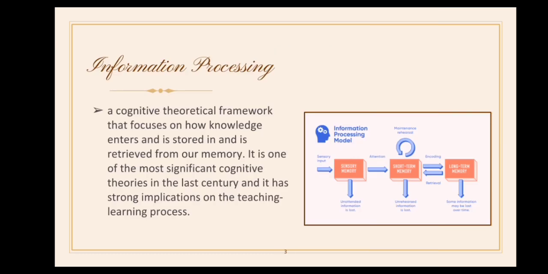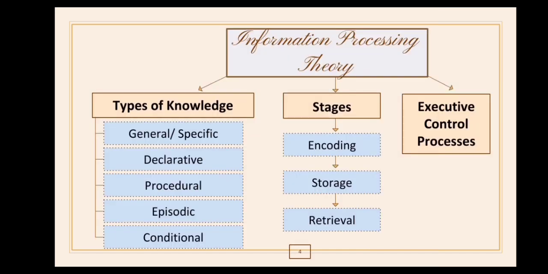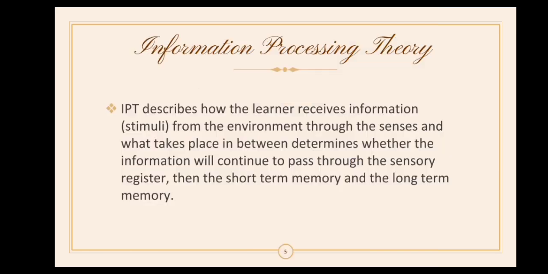It is a cognitive theoretical framework that focuses on how knowledge enters, is stored in, and is retrieved from our memory. It is one of the most significant cognitive theories in the last century, and it has strong implications on the teaching-learning process. In other words, information processing theory is designed to study how humans learn and remember. It developed enough to provide teachers with suggestions for improving the teaching-learning process. The types of knowledge are general versus specific, declarative, procedural, episodic, and conditional. And there are three stages: the storage, retrieval, and executive control processes.